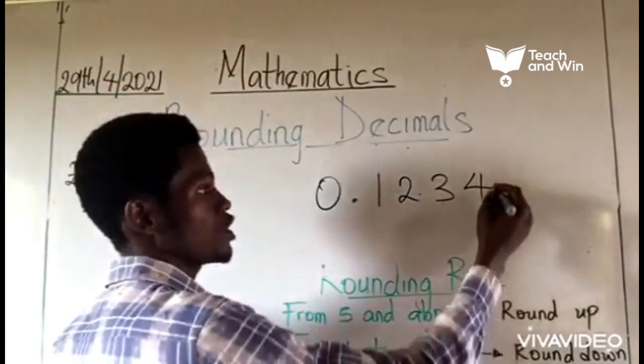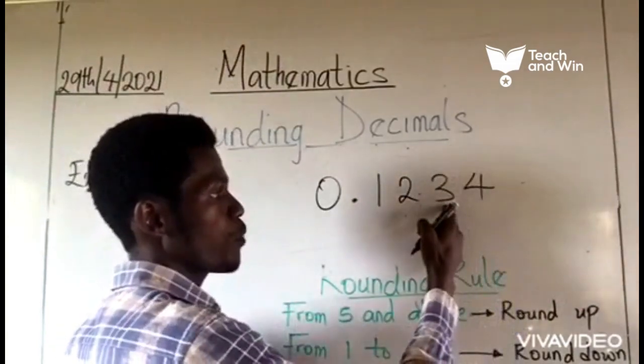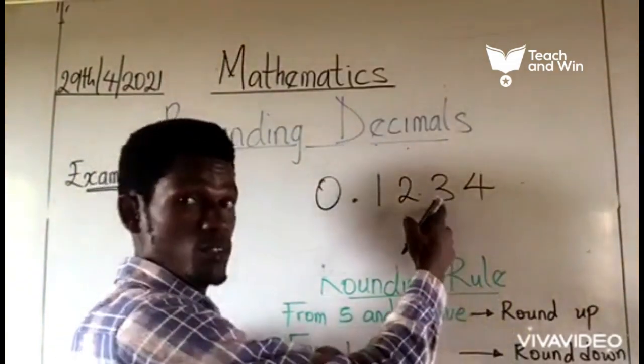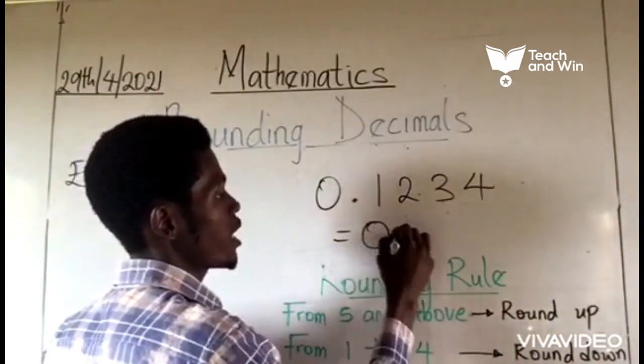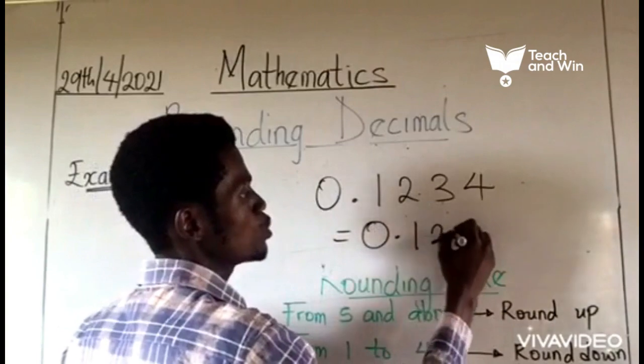0. And this is going to be what? 0. 0 plus the 3 in front is going to be what? 3. 0 plus 3 will still give you 3. So my answer here is going to be what? 0.123.